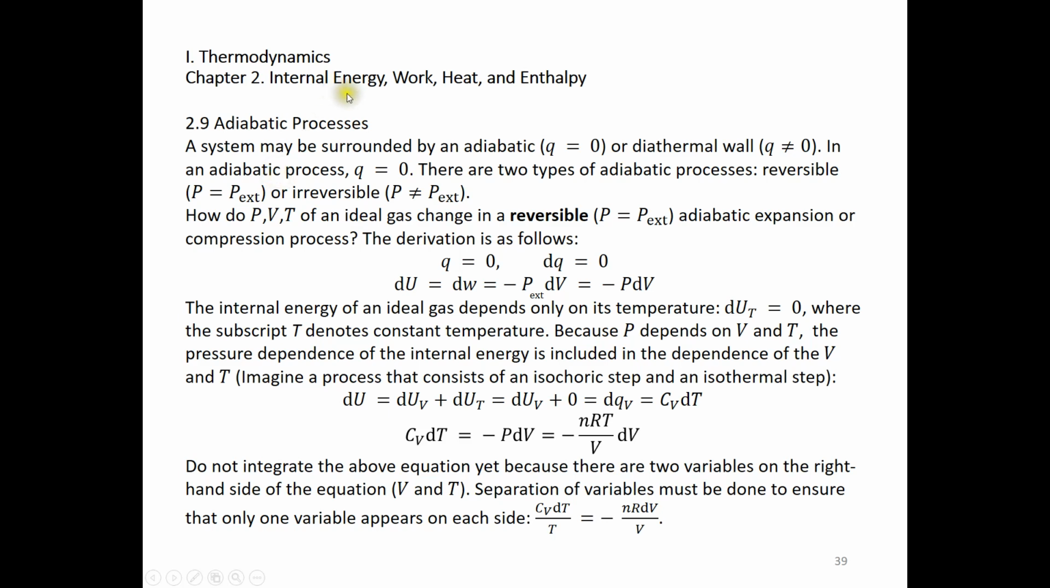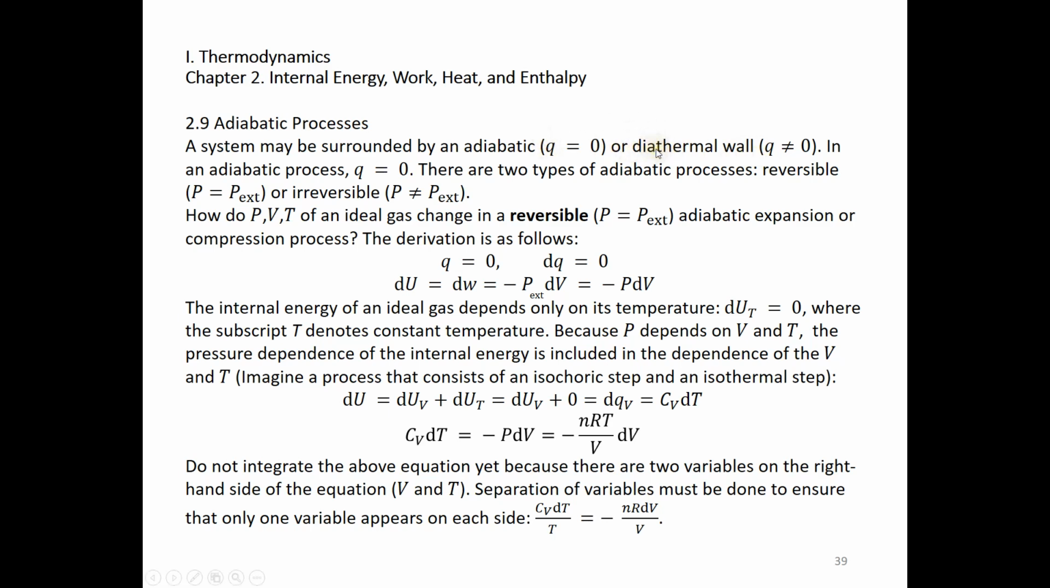Chapter 2: Internal Energy, Work, Heat, and Enthalpy. Section 2.9: Adiabatic Processes. A system may be surrounded by an adiabatic wall or a diathermal wall. An adiabatic wall does not allow energy transfer. Q is 0. A diathermal wall allows energy transfer, so Q is very likely non-zero.